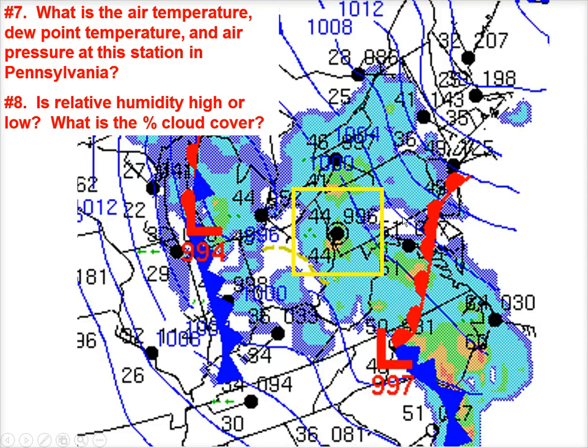And here we have a situation where the air temperature and the dew point are equal. So our relative humidity is high, and not only is it high, it's going to be 100% when they're the same. Our air temperature is 44, and our dew point temperature is 44 degrees Fahrenheit. Our air pressure is 999.6 millibars. And our percent cloud cover is 100%, as we'd expect for 100% relative humidity.